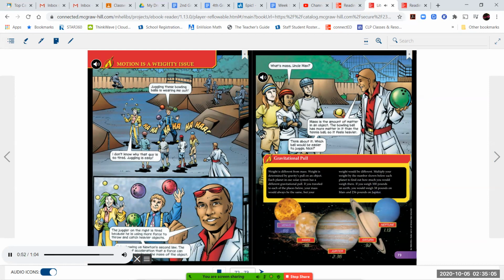Venus, 0.88. Mars, 0.38. Jupiter, 2.36. Saturn, 0.92. Neptune, 1.13.